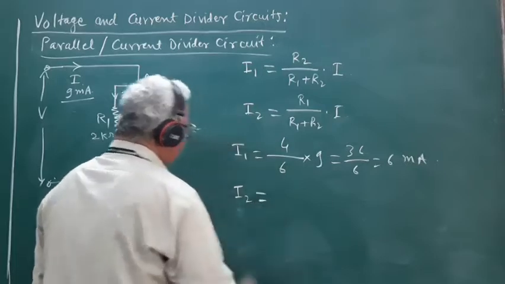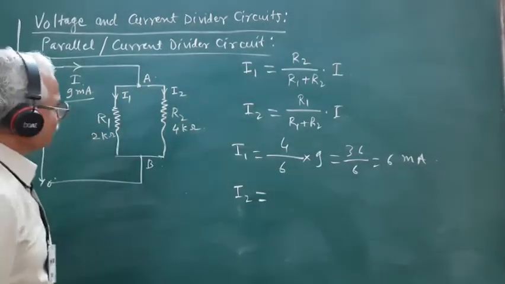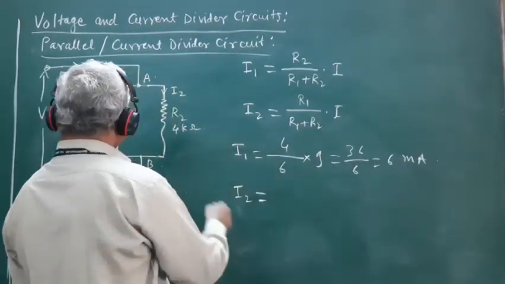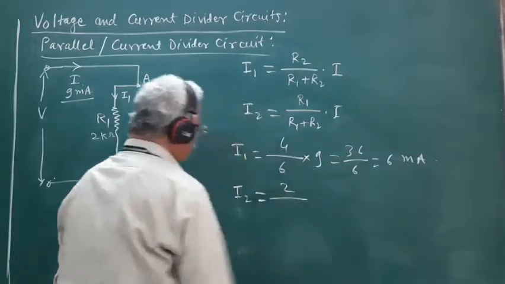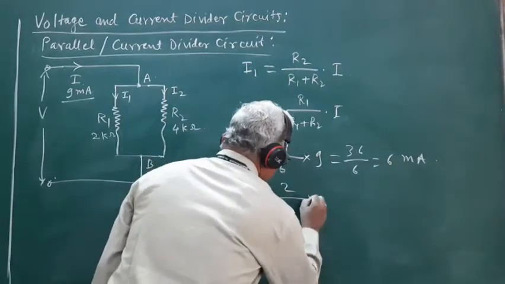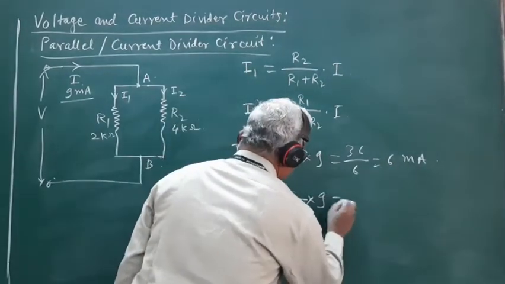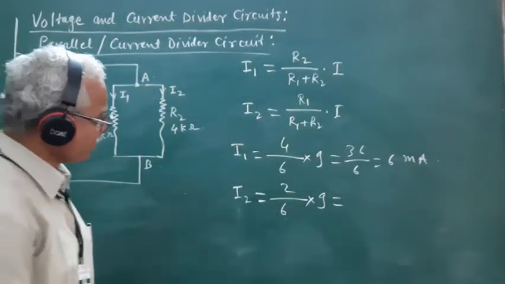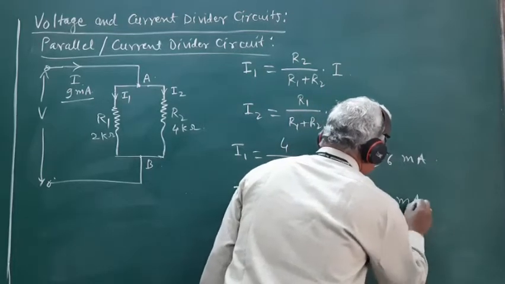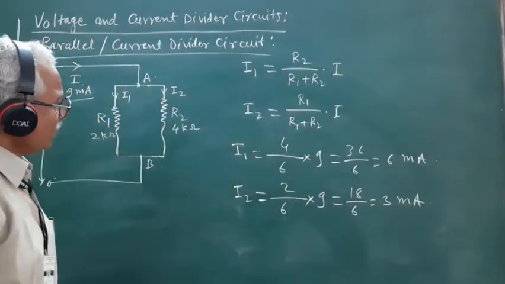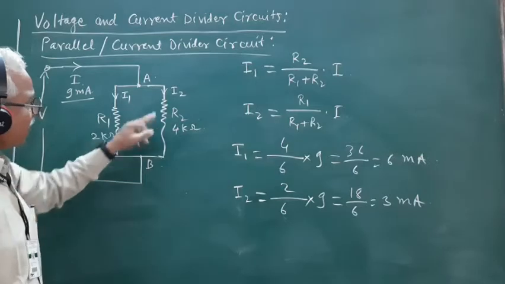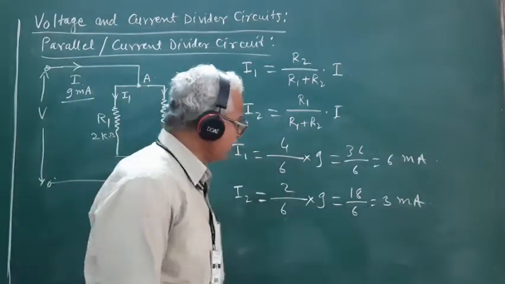Whereas the current I2 flowing through the resistance R2 is going to be equal to R1 upon R1 plus R2 into I. R1 is 2 kilo ohm divided by R1 plus R2, which is 6 kilo ohm, multiplied by the total current I drawn from the source, which is 9 milliamperes. So, this is 18 divided by 6. So, this is equal to 3 milliamperes. So, the current flowing through resistance R1 is 6 milliampere and that flowing through the resistance R2 is 3 milliampere.